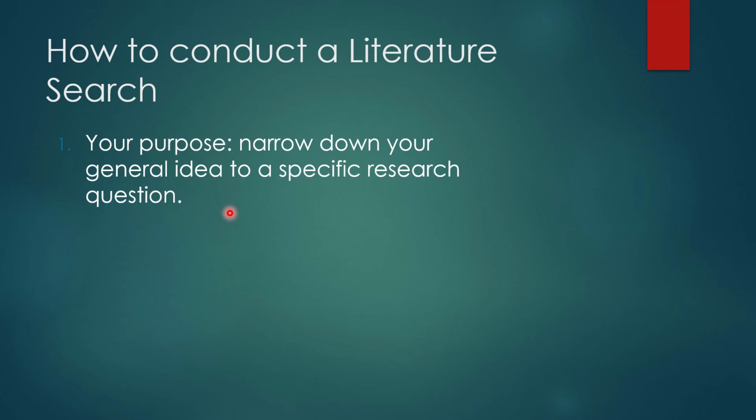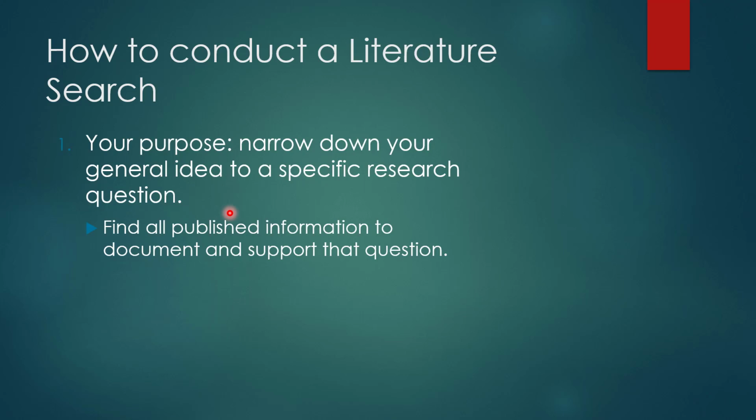That might mean that you have to find more than 6 articles. You need to present 6 articles in your literature review, but you want them all to be fairly relevant. So you might start with a general topic. As you're reading in those kind of general overview ideas, you narrow it down, and so then you may have to find some extra articles. So you want to find all published information that documents and supports your specific research question.